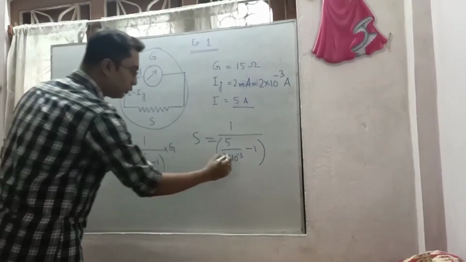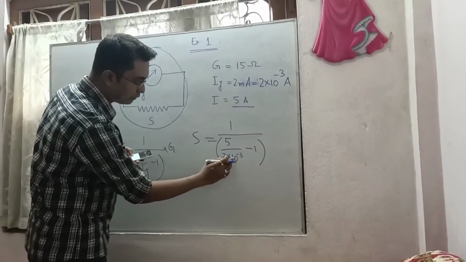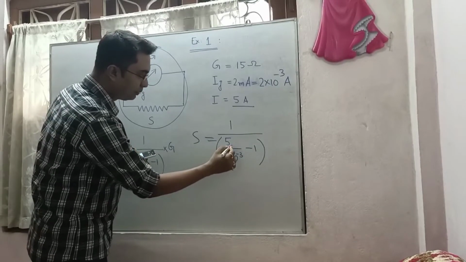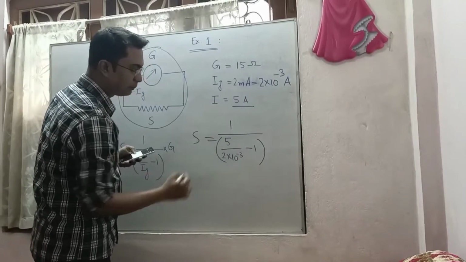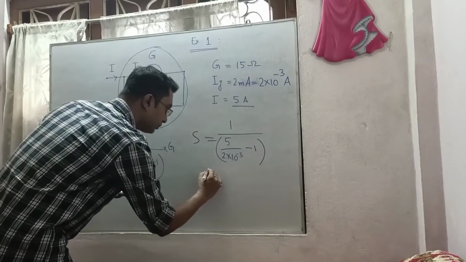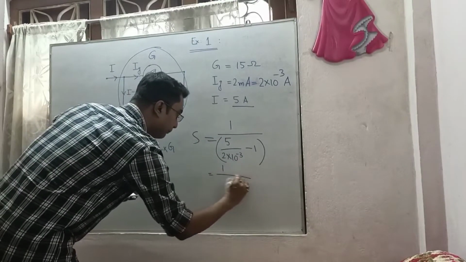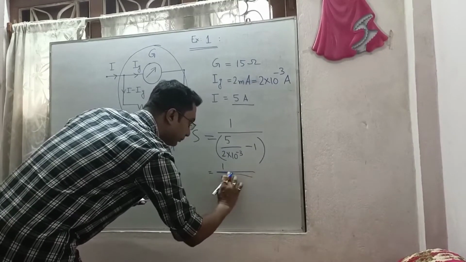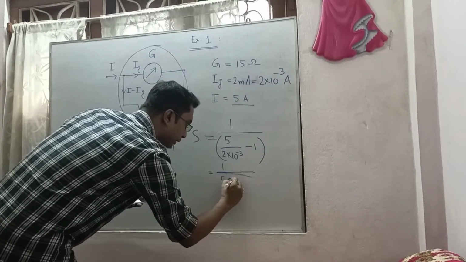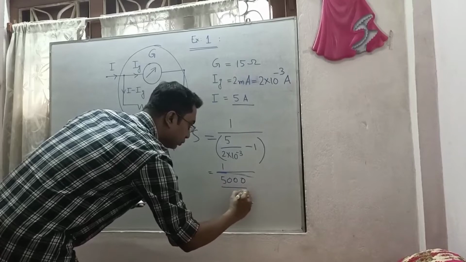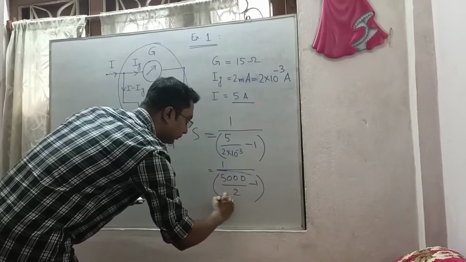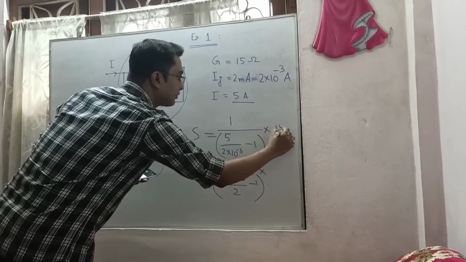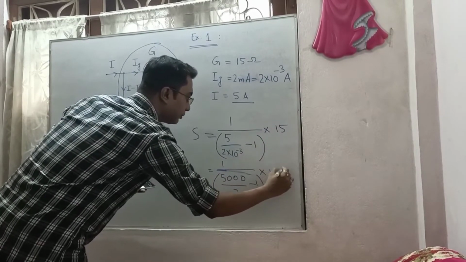So if we take this, here you see 10 to the power minus 3, if we take it in the numerator, it will be 1000. So 1000 multiplied by 5 will be 5000. So in the next step, it will be 1 by 5000 divided by 2 minus 1 into G. Sorry, there should be the G, that is 15 ohm, also 15.